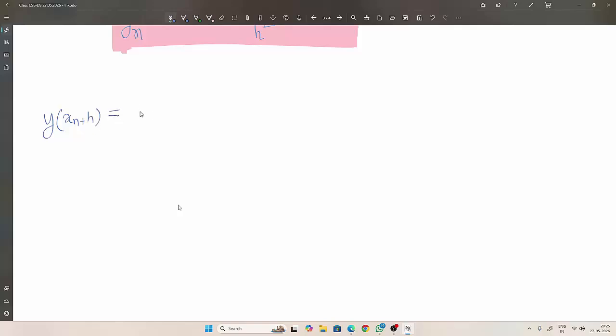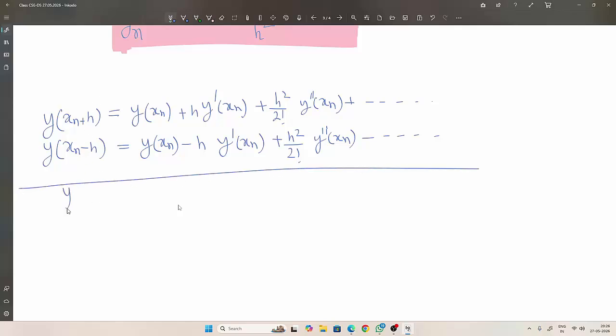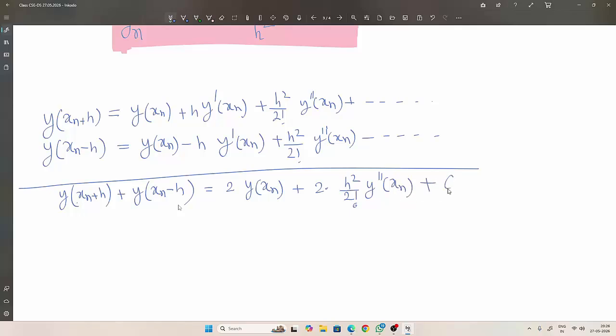y of xn plus h, using the Taylor's expression, is y of xn plus h into y dash of xn plus h square by 2 factorial y double dash of xn plus dot dot dot. Similarly, y of xn minus h is equal to y of xn minus h into y dash of xn plus h square by 2 factorial y double dash of xn minus dot dot dot. Now just add these two values, y of xn plus h plus y of xn minus h. What value are you getting? Then it will be 2 y of xn plus 2 into h square by 2 factorial y double dash of xn plus some other order of h to the power 4 terms, the higher order terms, order of some h to the power 4 expression.